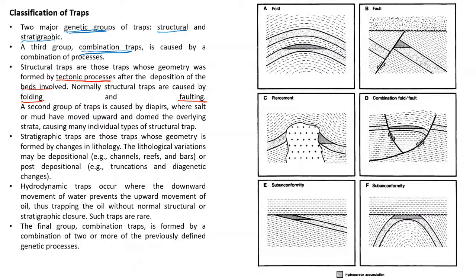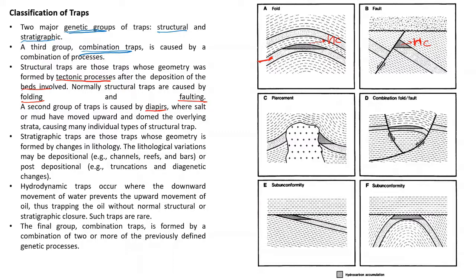So here you can see that the reservoir rock gets folded. This is the reservoir rock and this is the hydrocarbon accumulation. So they may get folded or faulted, and the part of the reservoir which is holding the hydrocarbon gets trapped. Another group of traps is caused by diapirs. We'll see, this is a very important type of trap, diapirs.